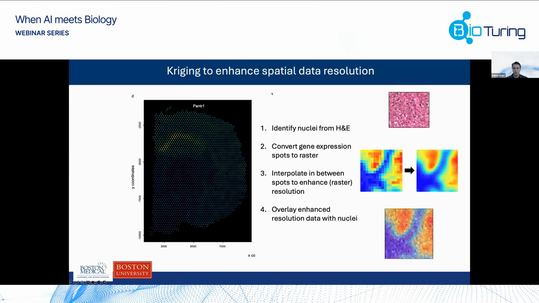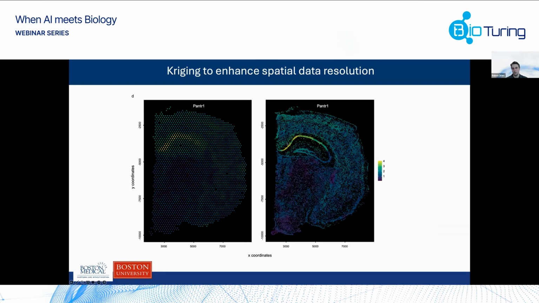So using a platform, we can use the underlying H&E data, identify nuclei. So now we have single cell information or single nuclei information. We can convert the gene expression spots to a raster, use the interpolation functions that exist in these R ecosystems to enhance the resolution using this spatial interpolation technique, and then overlay that enhanced resolution on these nuclei. And so then all of a sudden you can go from something like this to something like that, where this was your original spot level visualization versus this is your nuclei visualization.